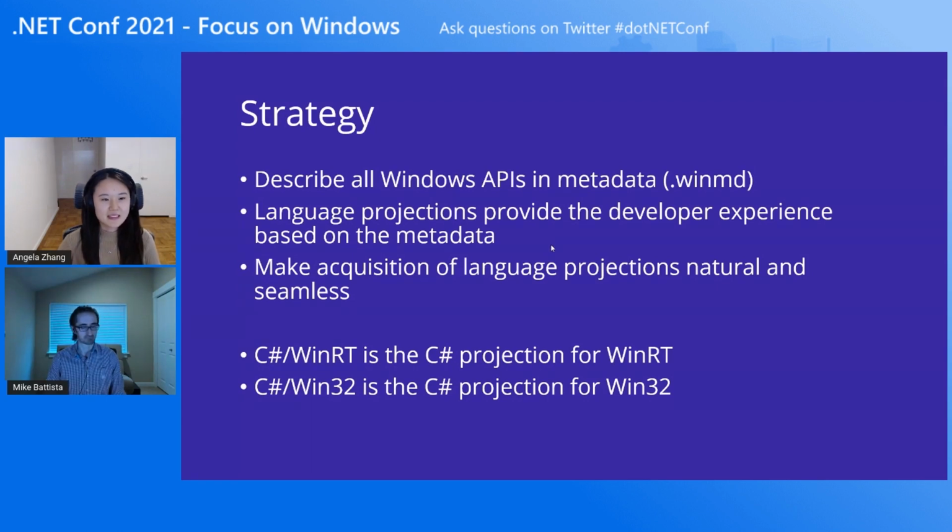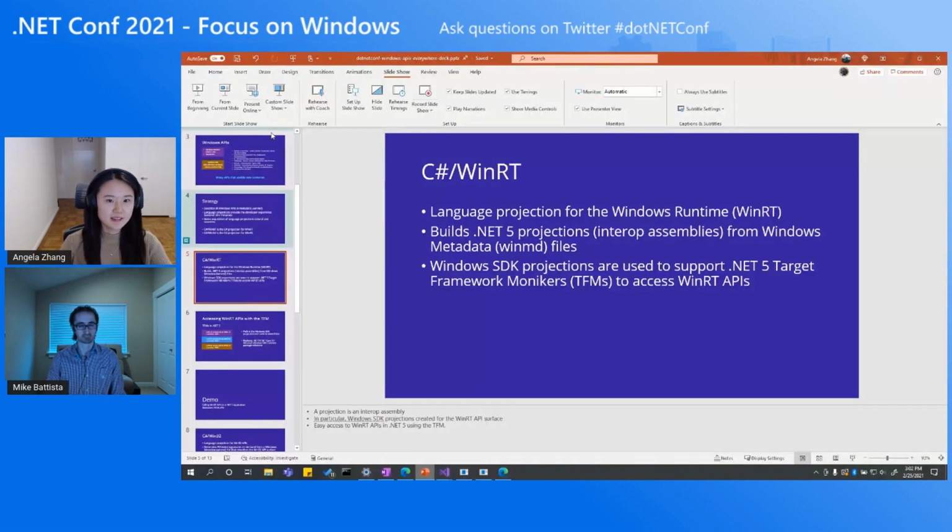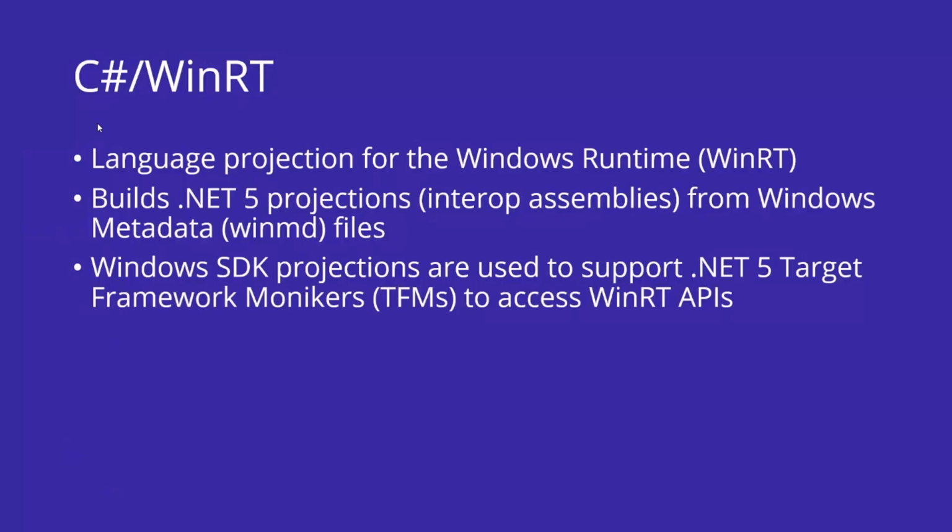Thanks, Mike. All right, so I'm going to share on my side. First, I'm going to go a little bit more into the background of C# WinRT, and then I'll be showing some demos that use WinRT APIs. C# WinRT is an open source project. We're out on GitHub. We had our V1 release in November that went along with the official .NET 5 release.